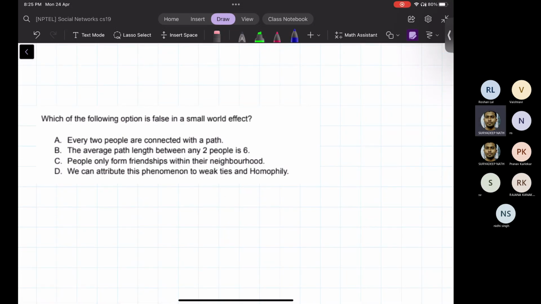Coming to the next question, which of the following is false? Again, in the small world effect, like I said, it has two components, homophily and weak ties. Every two people are connected with a path. This is not correct.